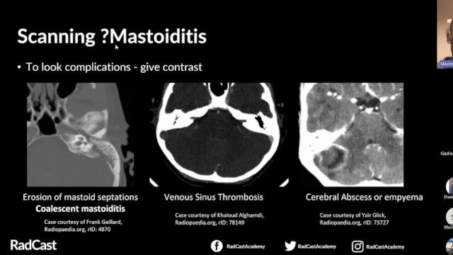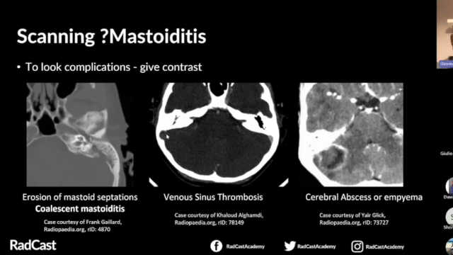In terms of scanning in mastoiditis, the reason you do that is to look for complications. As I said, it's a clinical diagnosis. So if you're going to do that, give contrast. And some of the complications of mastoiditis you might see are erosion of the septations in coalescent mastoiditis. You might see a venous sinus thrombosis or abscesses or empyemas. So it's reasonable to do a CT if they're querying any of these complications.